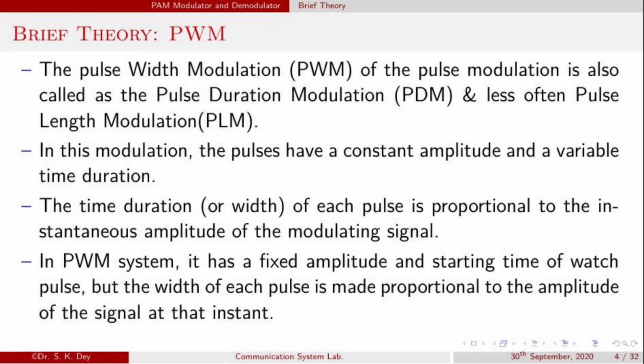So now we will discuss a little bit about the PWM. Pulse width modulation, of the pulse modulation, is also called pulse duration modulation, less often pulse length modulation. In this modulation, the pulses have a constant amplitude and a variable time duration. The time duration of each pulse is proportional to the instantaneous amplitude of the modulating signal. In a PWM system, it has a fixed amplitude and starting time of each pulse, but the width of each pulse is made proportional to the amplitude of the signal at that instant.